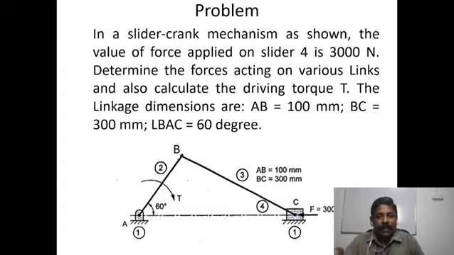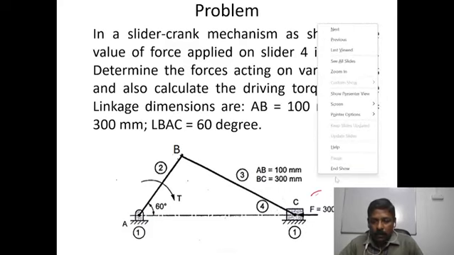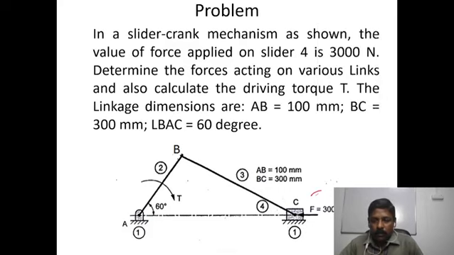So in this problem, in a slider crank mechanism as shown, the value of force applied on slider 4 is 3000 Newton. So here, 3000 Newton is applied on the slider. At point C, we are applying a force of 3000 Newton.